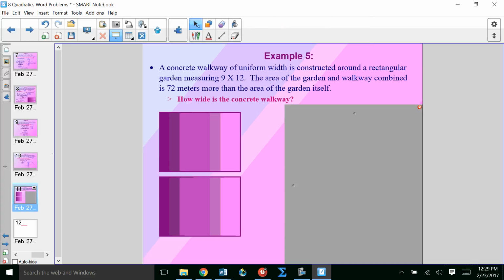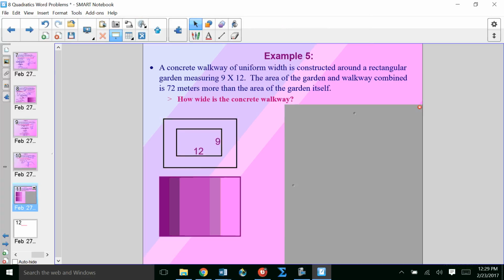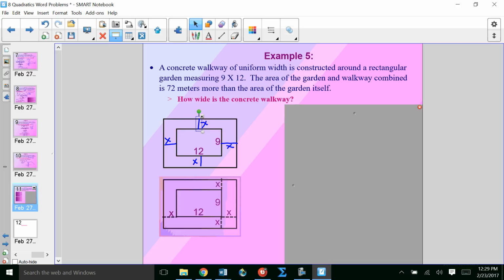So before we get too far into this, it's probably helpful to have a visual of what's going on here. So we've got a concrete walkway of uniform width. So I could call that width maybe X. Going all the way around a garden, here's our garden inside, measuring 9 by 12. We could, meters it looks like. So if it's a uniform width, that means this length is X all the way around. And so here is a better picture of that uniform width going all the way around.